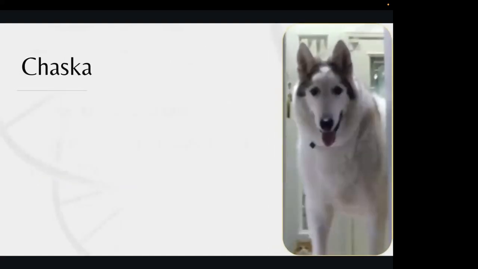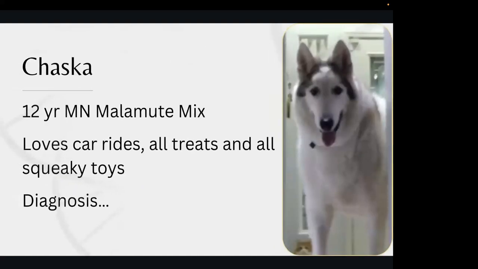So I don't just use this for arthritis. I will throw CBD at anything that's painful. And we had this dog, his name was Chaska. He is or was a 12-year-old male-neutered Malamute mix. We ask on our client intake form what the pet's favorite activities are, because I like to get to know them before I meet them in person. And Chaska loved car rides, he loved all treats, and he loved squeaky toys. And this was his diagnosis.